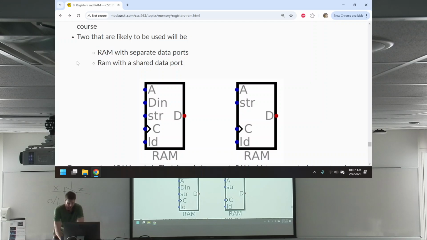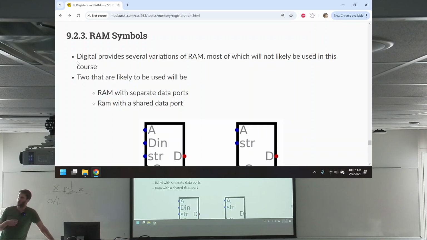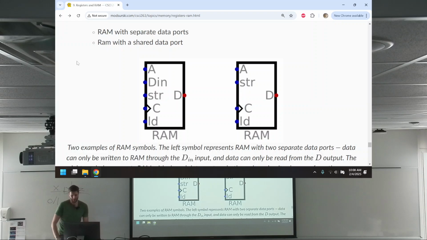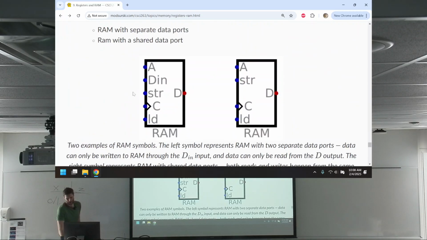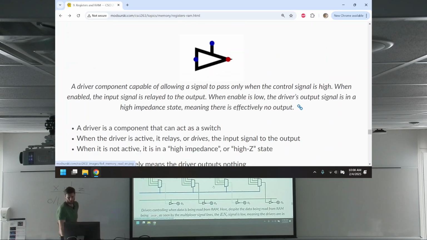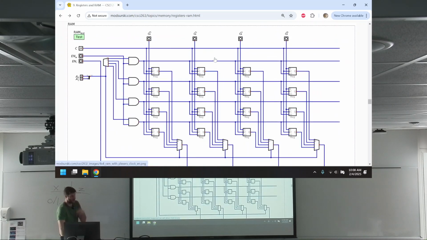Oh, that's so annoying. All right, Digital provides several variations of RAM, most of which will not likely be used in this course. But two that will likely be used are RAM with separate data ports and RAM with shared data ports. Okay? These are the two designs. Now, you might wonder, so they're different? Not really. You'll see what I mean, right? So in one, we have data in and data out. That would be more along the lines of what we saw right here. Like this, right? Data in, data out.